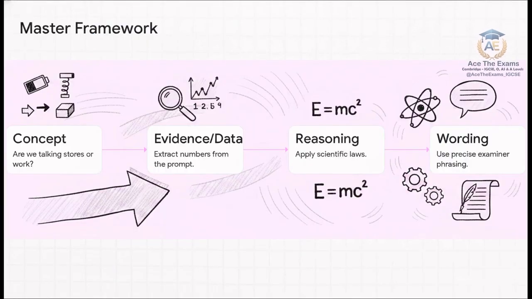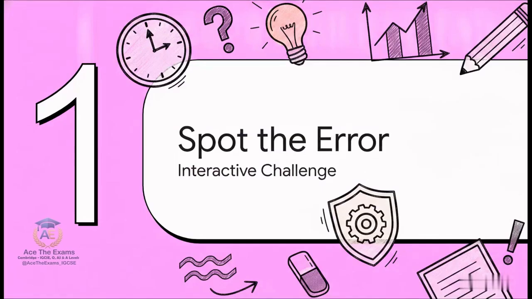The ultimate fix is applying this 4-step master framework to every single high-mark energy question you face. Step 1, isolate the concept. Are we talking stores, or are we talking work? Step 2, extract the evidence or data directly from the prompt. Step 3, apply rigorous scientific reasoning. And Step 4, honestly the most critical one for IGCSE, use precise examiner wording. If you skip any of these 4 steps, you're leaving a massive gap in your logic that the examiner is basically forced to penalize.